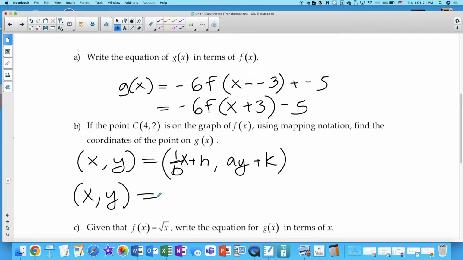b is 1, so we don't need to worry about that. x plus h was negative 3, so x plus negative 3 is x minus 3. a is negative 6, negative 6y, and then k is negative 5, so minus 5.